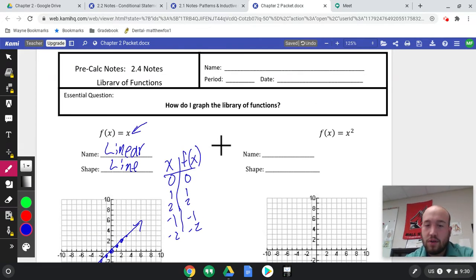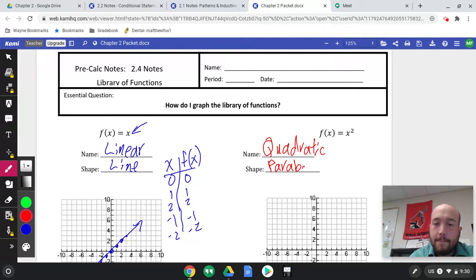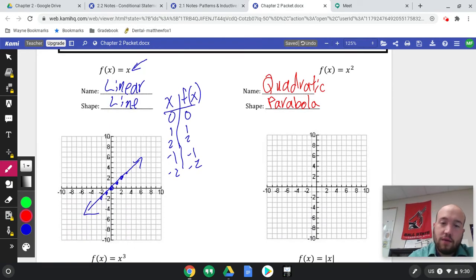Okay, our next one, x squared. Hopefully you know this one. This is a quadratic, and the shape that it forms is our parabola. Some of you might already have this one memorized, which is fine, you can graph it. If not, we want to once again form our t-table with x and f of x.